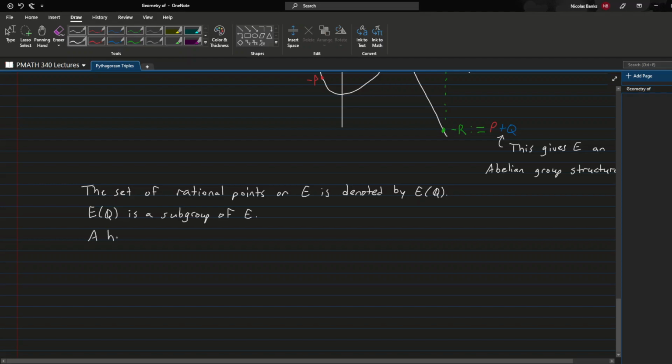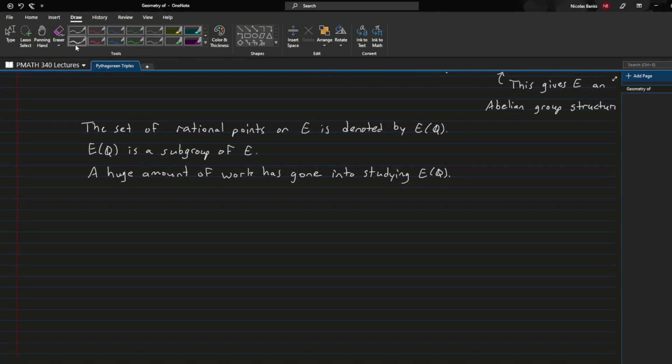So a huge amount of work has gone into studying E of Q. Every time someone proves a significant theorem about E of Q, it's a huge event in this subject in math. People win Fields medals for these sorts of things.